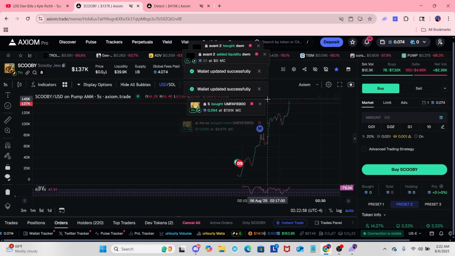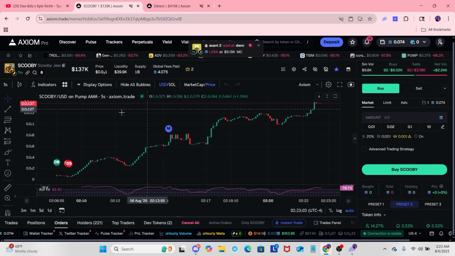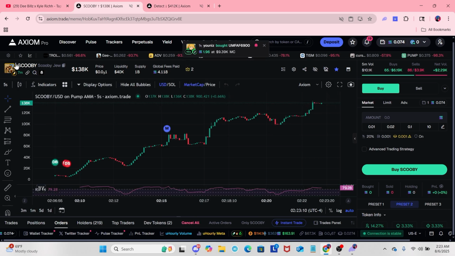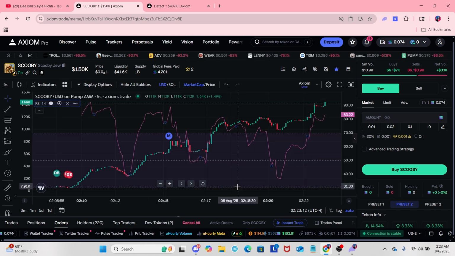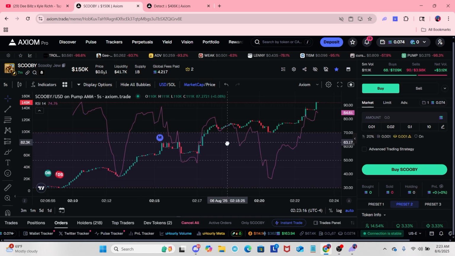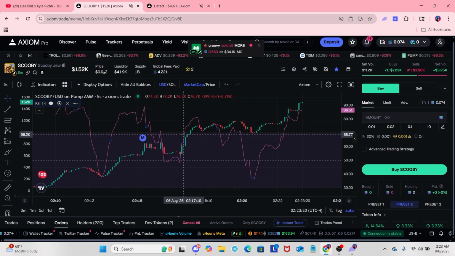Usually when I first got Axiom, for some reason I was on the price. You wouldn't want to be on market cap. Market cap just makes it easier to read, and USD makes it easier to read too. This down here is a little secret. Not everybody has this. It's basically a chart that tells you when to buy, when the good dip's there. You know what I mean?